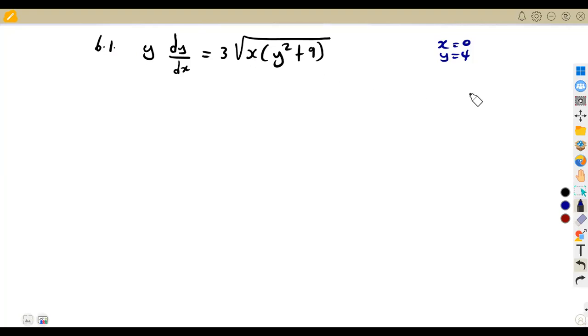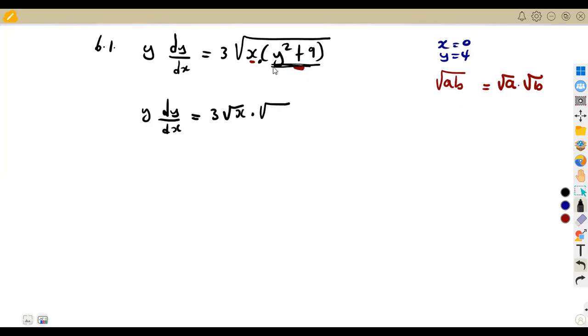Having the square root of this part, from our sets in mathematics N3 we know that the square root of AB gives us the square root of A times the square root of B. This can be separated as the square root of x times the square root of y squared plus 9. We separate the part under the square root so that we have the part of x and the part of y separated. So this is going to be 3 square root of x multiplied by the square root of y squared plus 9.